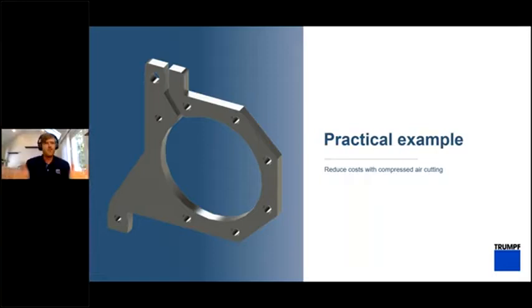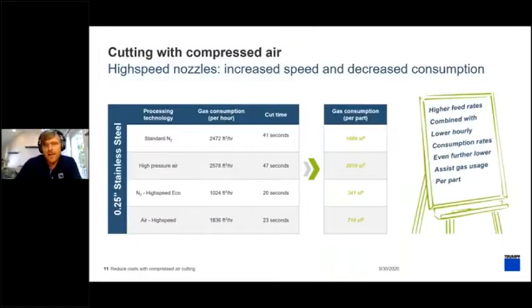So as a practical example, this is not exactly what James is going to run for us today. Some of the little bits I've been holding up are what James is going to run. But we just ran a scenario here because I want to look at consumption and then cost in relation to consumption. The piece that you see here is 1/4-inch stainless steel, and we ran it on a 10 kilowatt machine, a 5030.